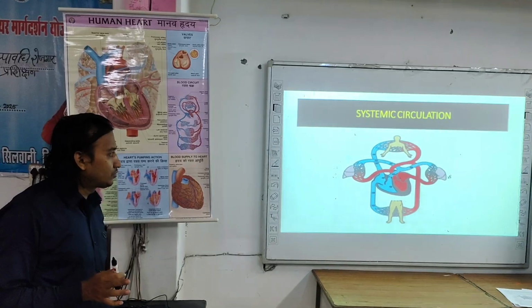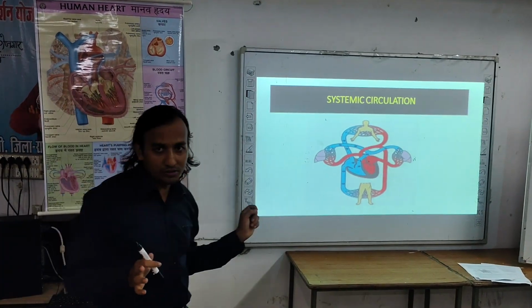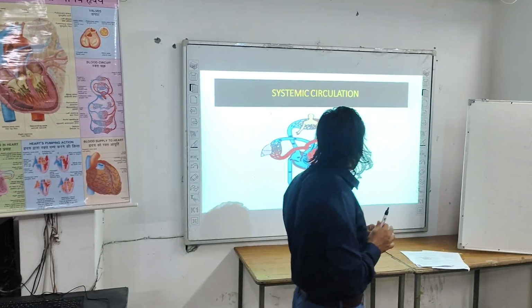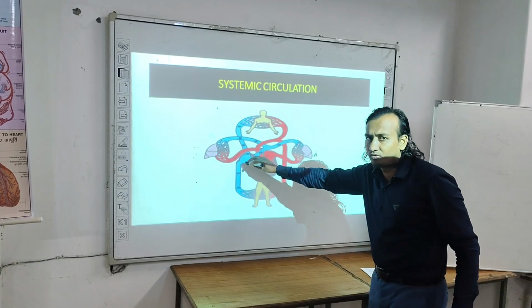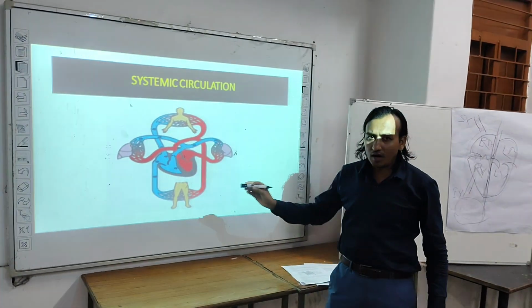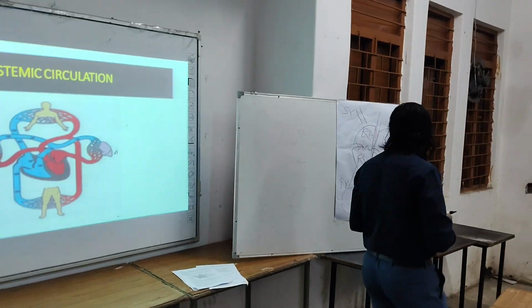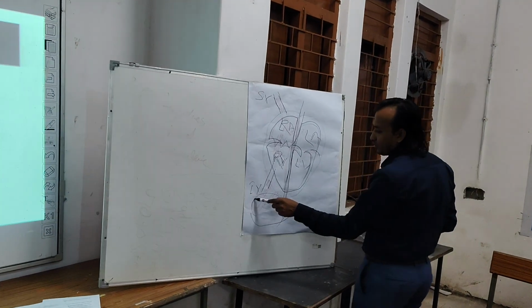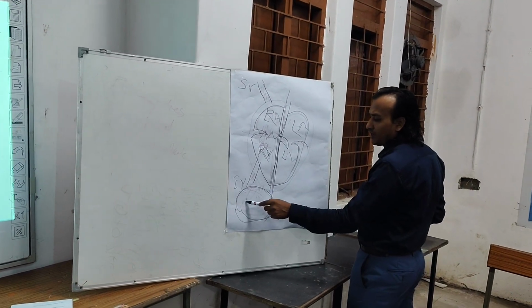Now, there is one we call systemic circulation. Here you can see the diagram, the blood is moving. This is deoxygenated blood and this is oxygenated blood. So I will again elaborate through the diagram. Up to here, you have seen that blood goes to the lungs.